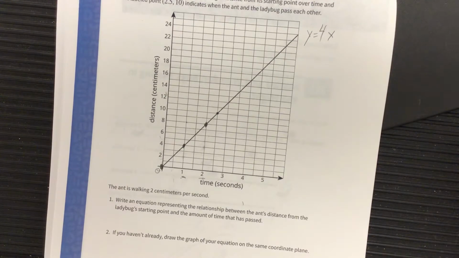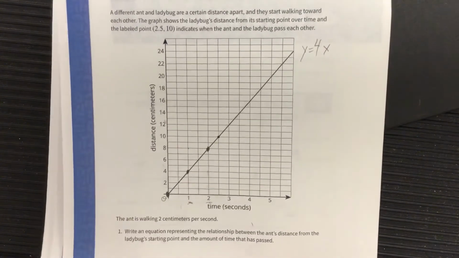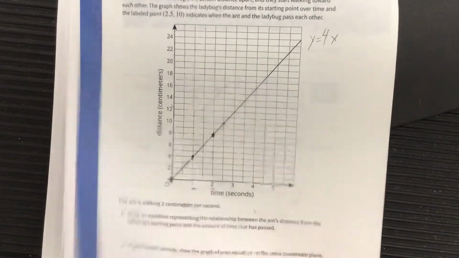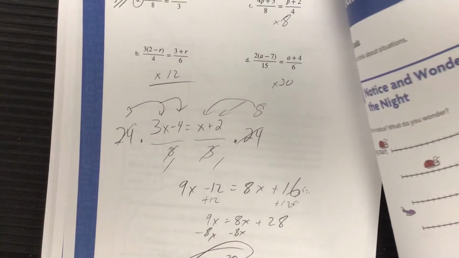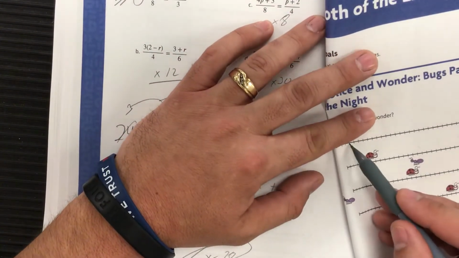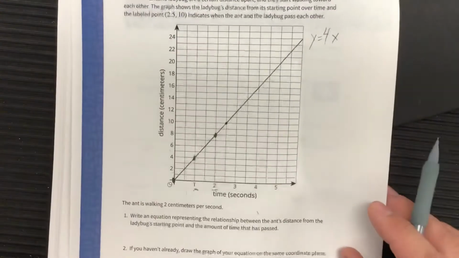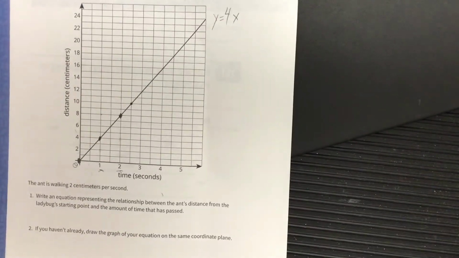All right. Write an equation representing the relationship between the ant's distance from the ladybug starting point and the amount of time that has passed. So where does the ladybug or the ant start at? It's a different ant and ladybug. Oh, it's a different one? Yeah, different ant and ladybug.